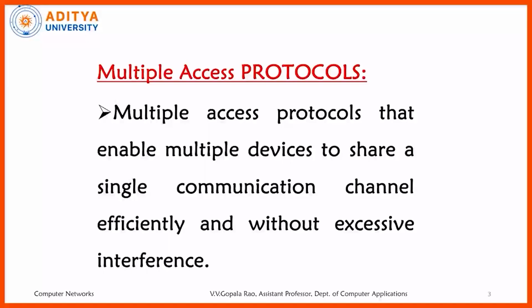So we keep one channel which can be shared by certain devices, and then the sharing of the channel can be considered as multiple accessibility, where sharing is the main criterion. We allow the users to share the channel commonly so that they can transmit the information from one side to another side. That is called multiple access. There are several protocols, but we are focusing on the random access protocols.